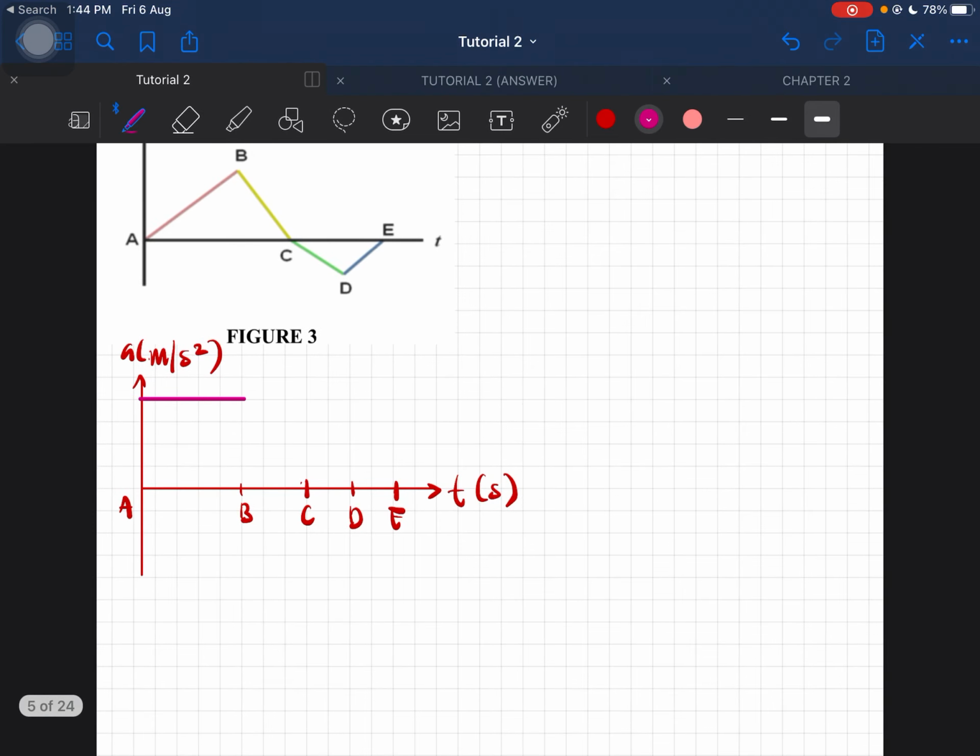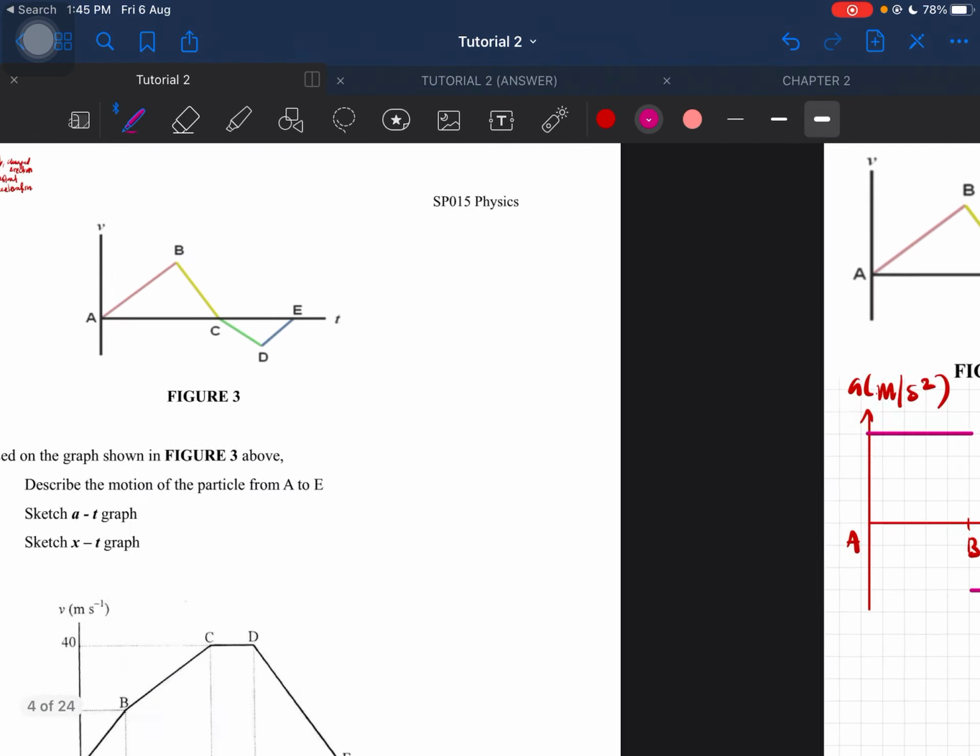Since they don't give us a value, we just have to eyeball the position of the line. Then point C to D, they are accelerating, but it has changed direction. So accelerating means it is above the B to C line. And then at point D to E, it increases up to 0. So we can just draw somewhere here, I guess. So that is our acceleration against time graph.